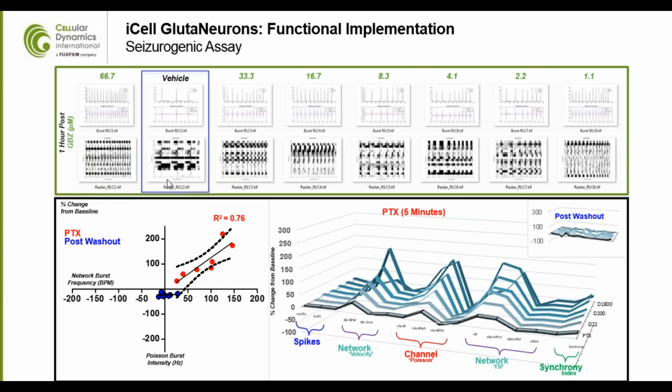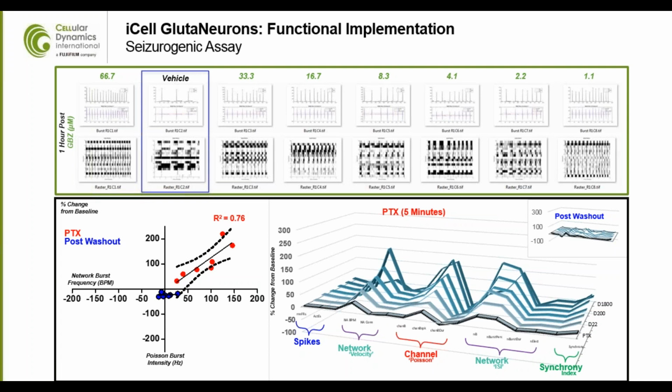What we see on the top is really, in a dose-dependent fashion, we can see qualitative changes in the way the cells are firing and communicating with each other. Now, we can pull out a lot of those endpoints, such as spike burst intensity, so amplitude. We can look at interspike interval or frequency.